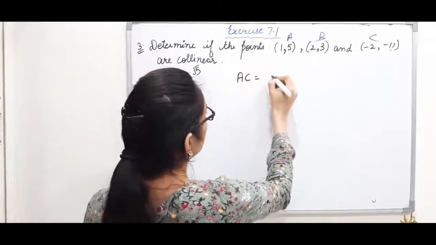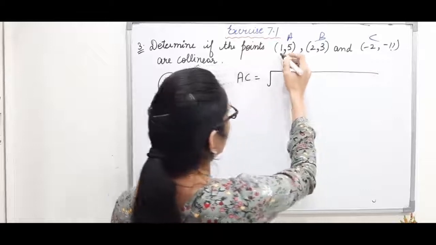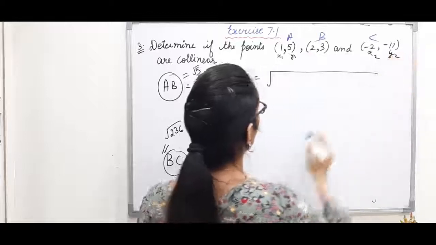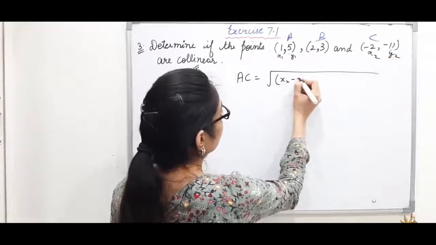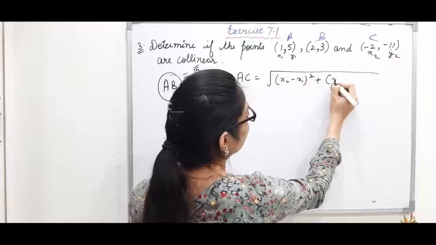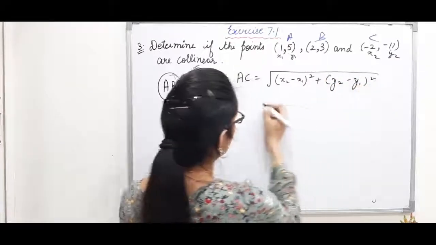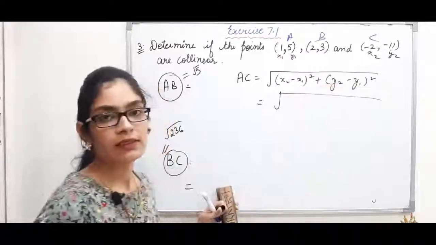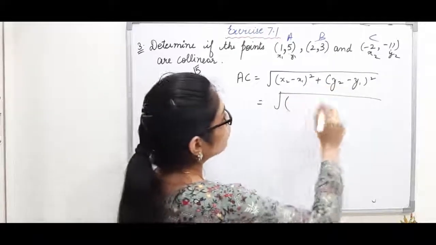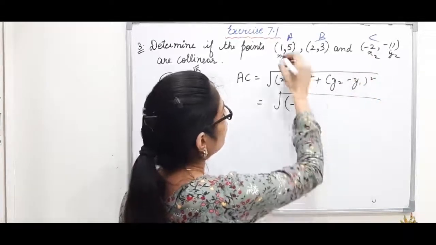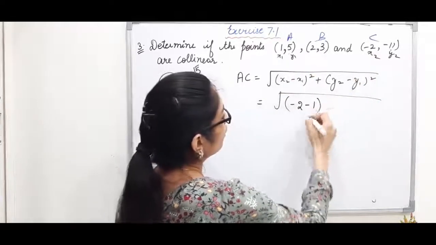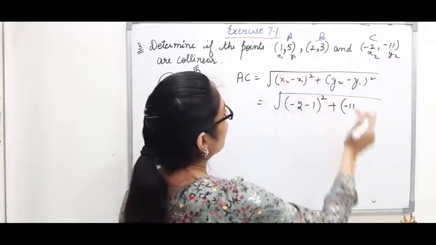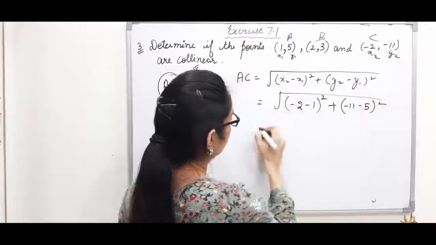So AC is equal to, same formula we will use, but here this is x1, this is x2, this is y1, this is y2. So the formula is the square root of x2 minus x1 whole square plus y2 minus y1 whole square. See, in all the questions you just have to apply this distance formula. Now x2 is minus 2, x1 is 1, whole square, y2 is minus 11, y1 is 5, whole square.